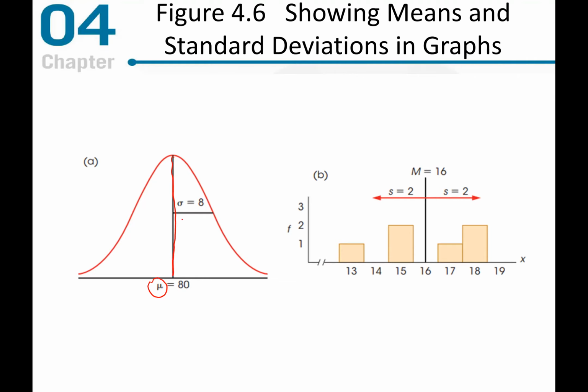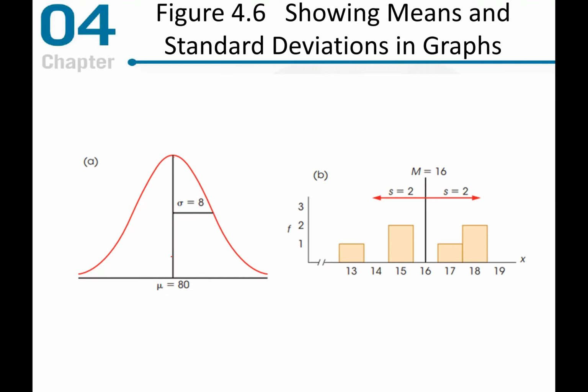Over here, jutting out from the left, we have this line, and that is giving us our population standard deviation. So our population standard deviation is going to be 8.